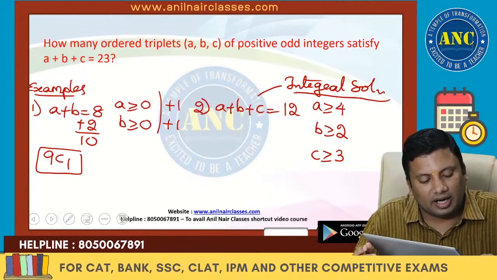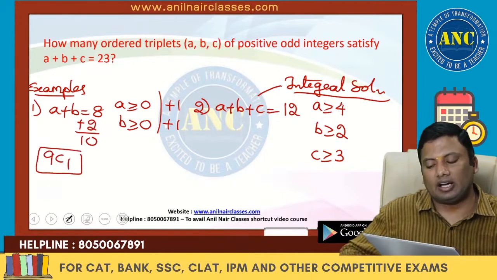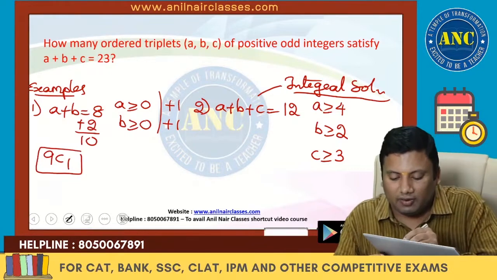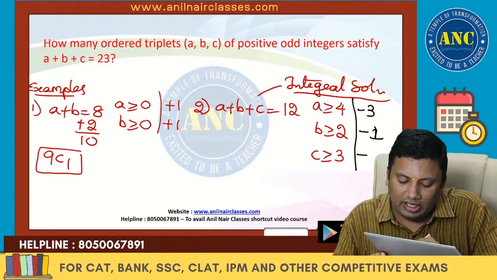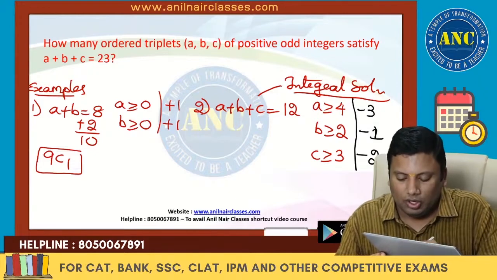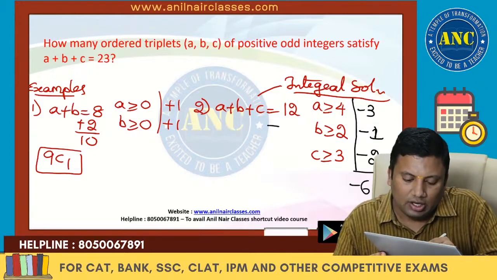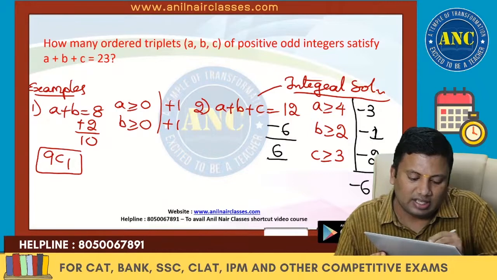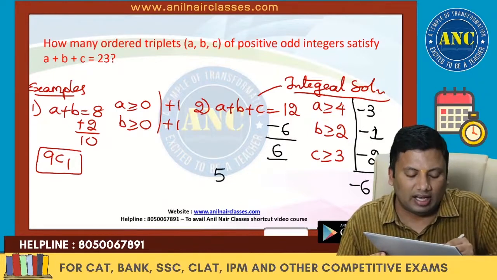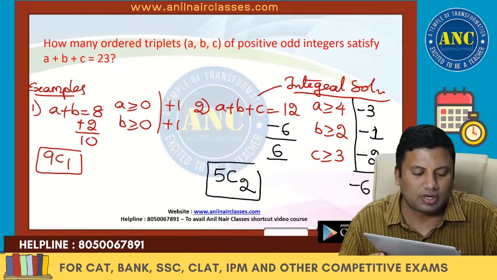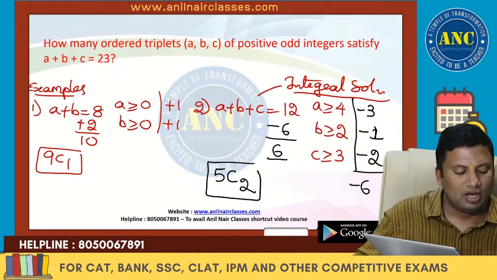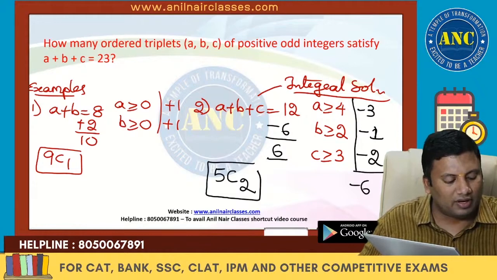A is greater than or equal to 4, B is greater than or equal to 2, C is greater than or equal to 3. For 4, I need to decrease 3. I need to decrease 1, and I need to decrease 2. Total decreased is 6. 12 minus 6 is 6. 6 balls are in a line. There are 5 gaps. 2 variables need 1 cut, 3 variables need 2 cuts. Answer is 5C2. Single shot, straightforward.